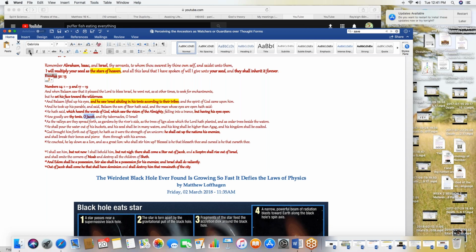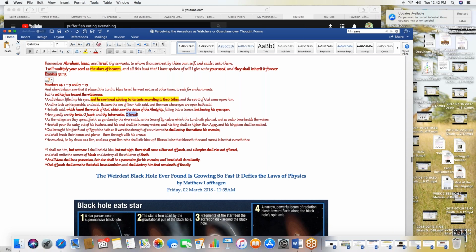You can't ignore it. And thy tabernacles, temporary dwelling places, O Israel. See, but the tabernacle, family, should be done away with. When? When the temple is built. Now, see, the one where there's no hammer or nothing like that. That's your permanent dwelling.